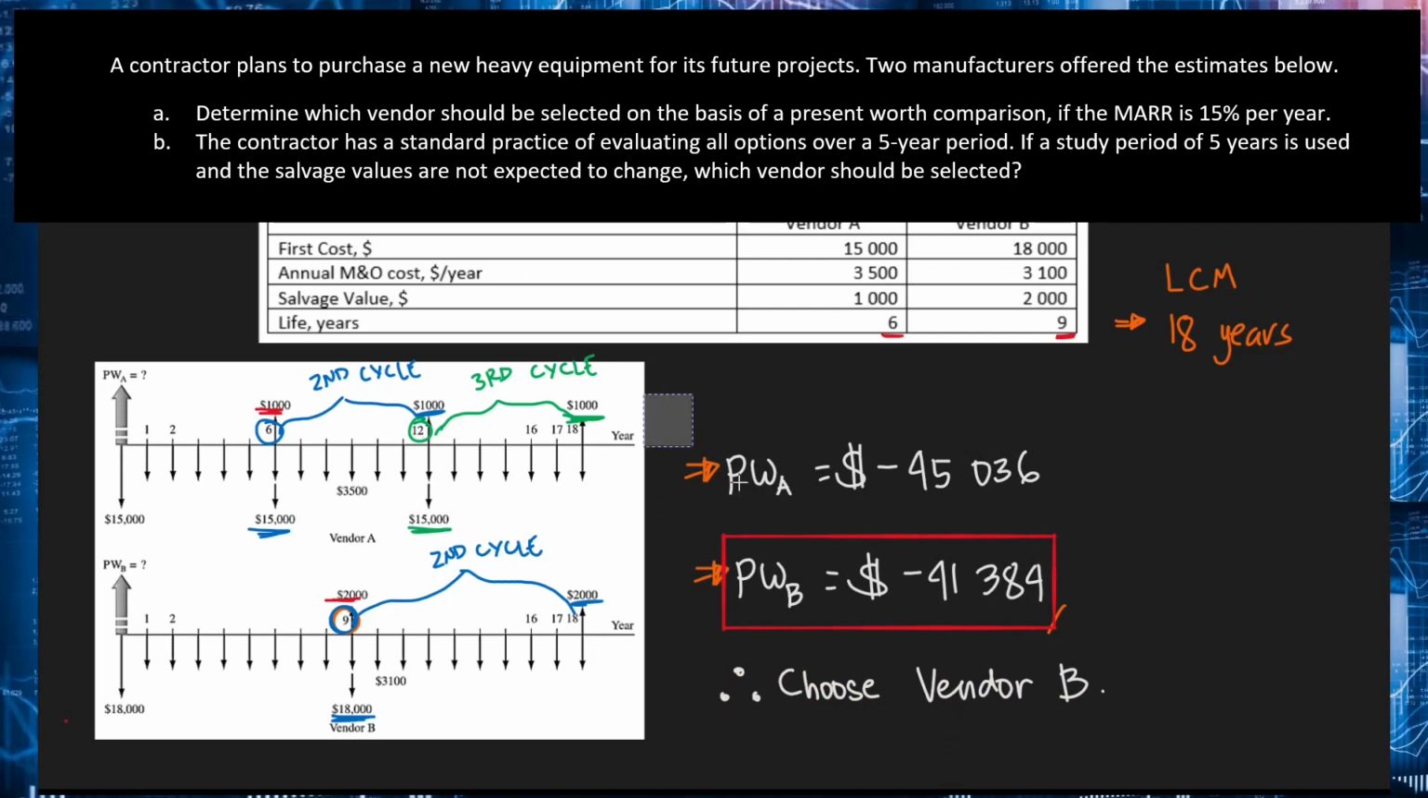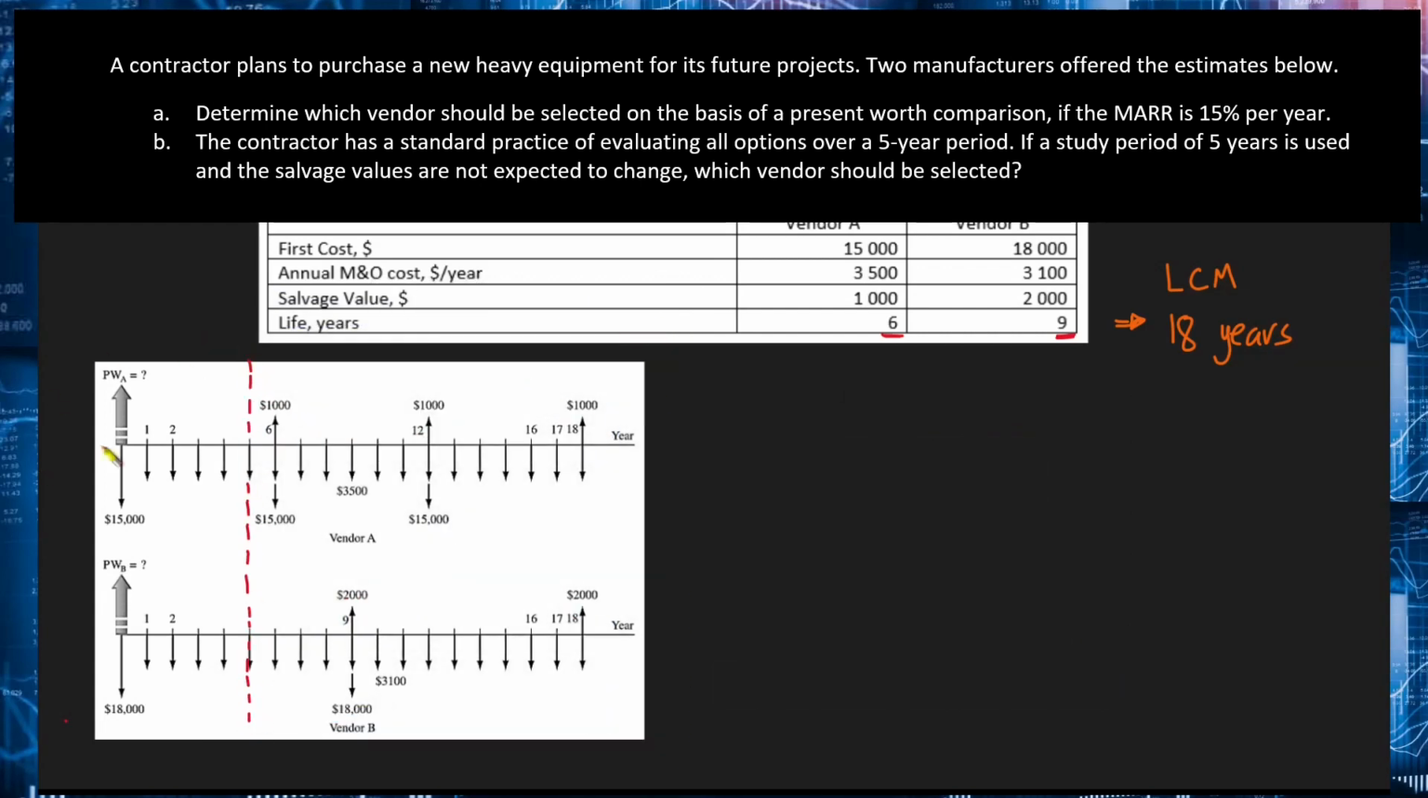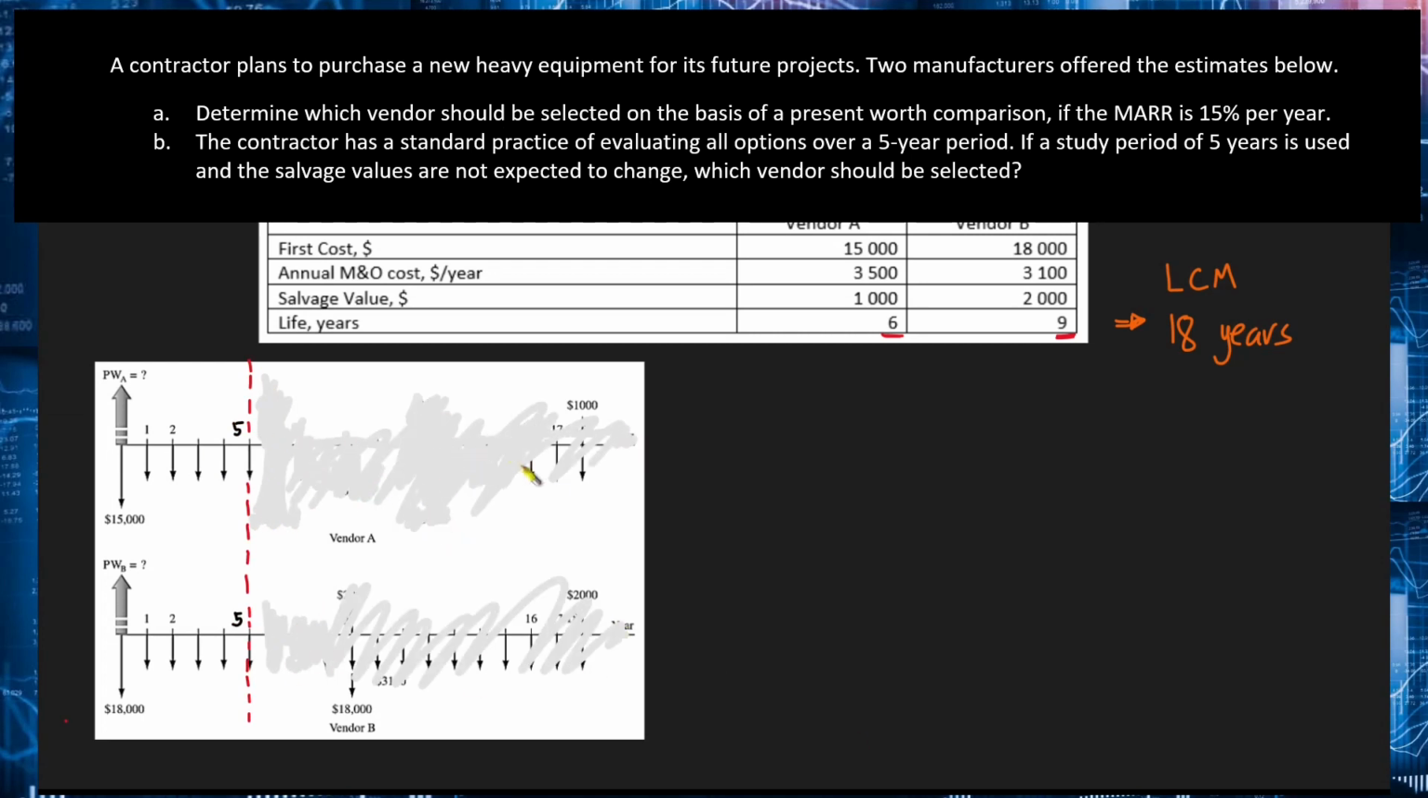Now, for the second question, we will perform our analysis over a period of 5 years lang. So, yun yung tinatawag na study period. For a 5-year study period, no cycle repeats are necessary. No, kasi lahat naman ng original life nila is greater than 5 years. But again, we will simply analyze them for 5 years lang. Ito yung magiging calculations natin for the present worths of the two alternatives.